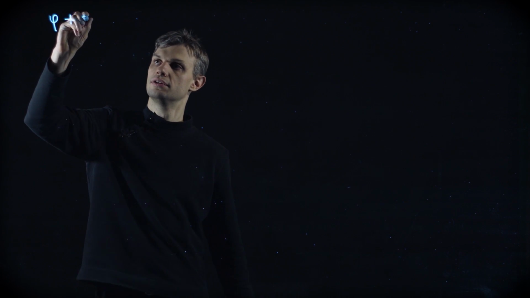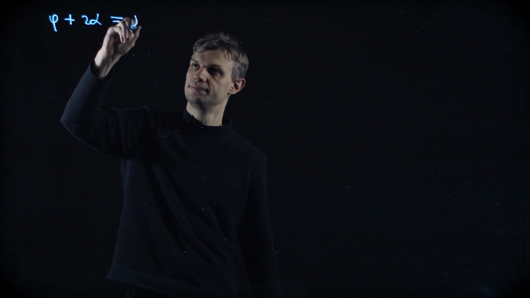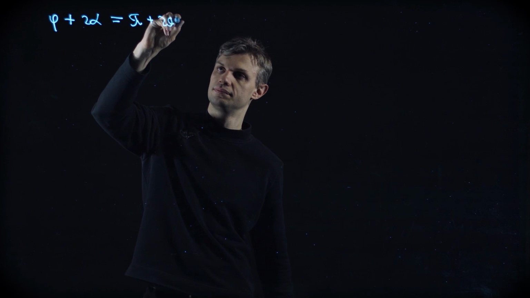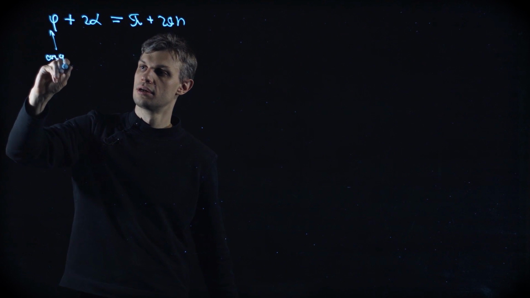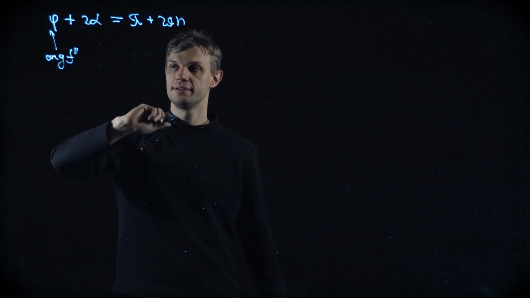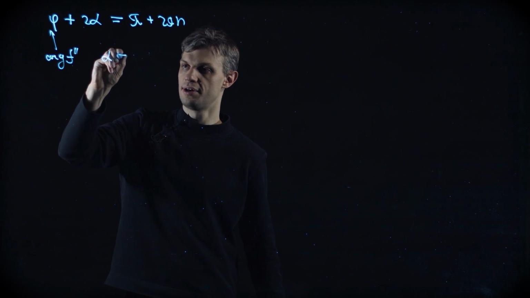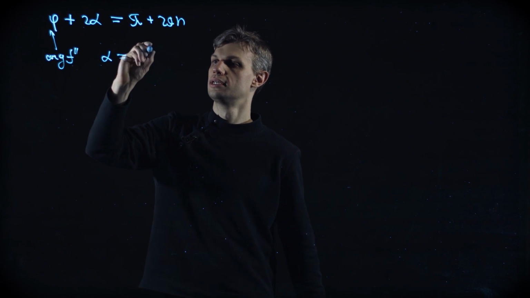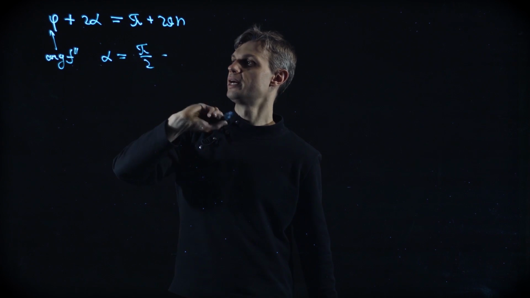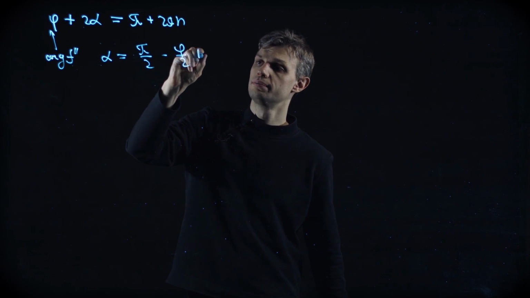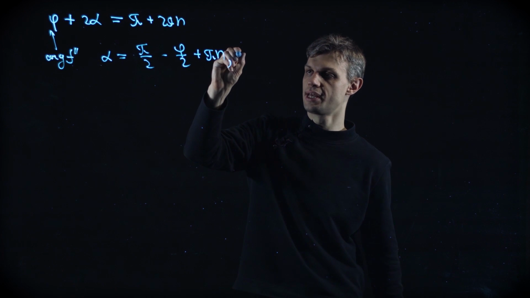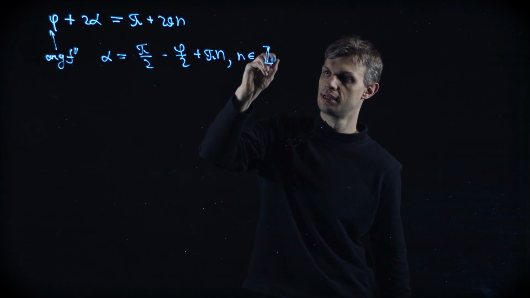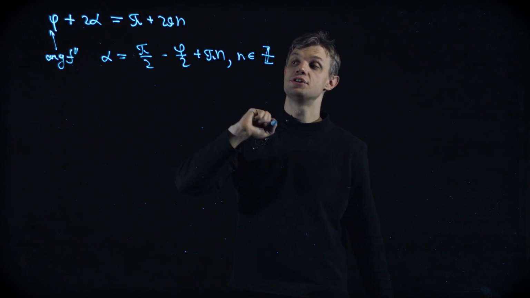So here is our equation for the steepest descent direction. So where phi is the argument of the second derivative, and alpha is the angle which fixes our direction. So alpha is equal to pi by 2 minus phi by 2 plus pi n. Right. So you see this, there is ambiguity because n is integer. And basically, we have two directions.